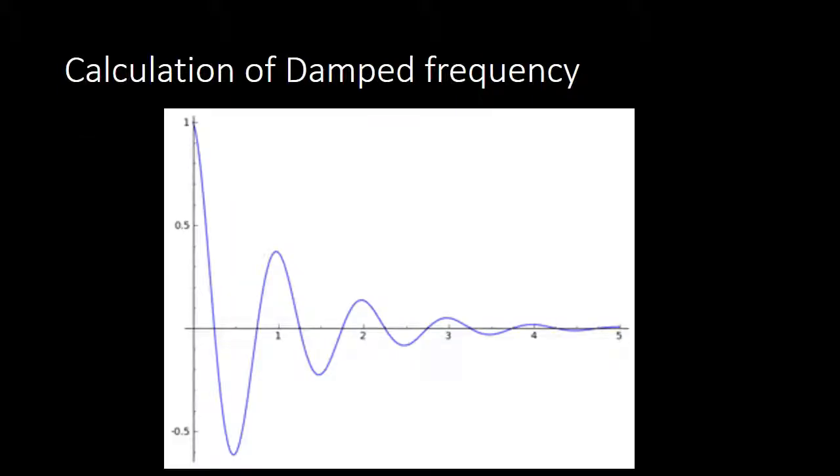The graph you are seeing here is that of a damped oscillator. Observe the amplitude dying down. The damped frequency can be found out from this graph using the same method we used before for the natural frequency.